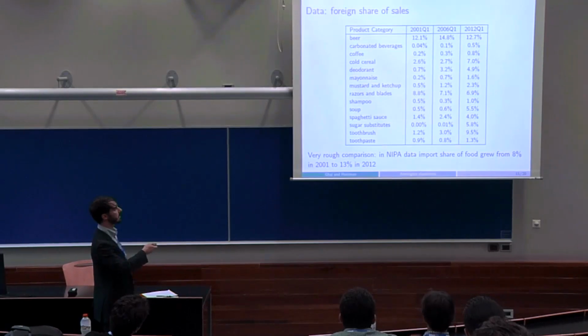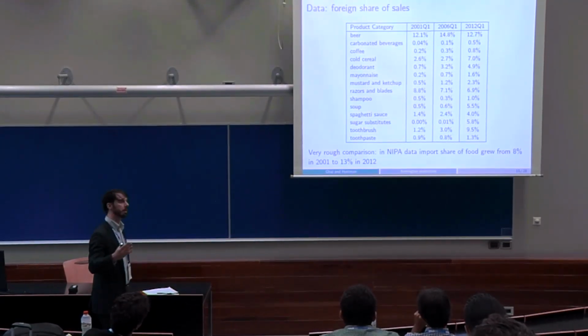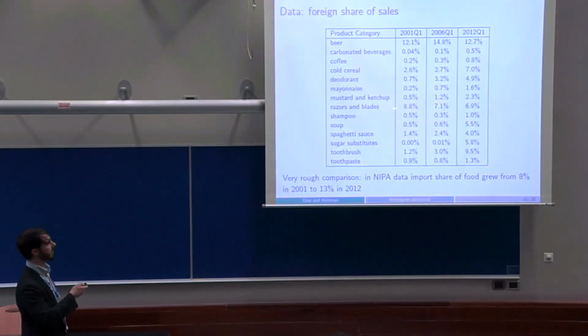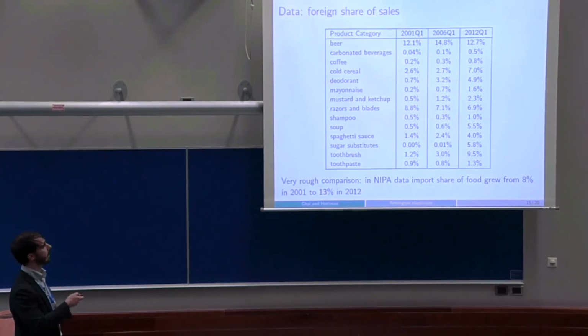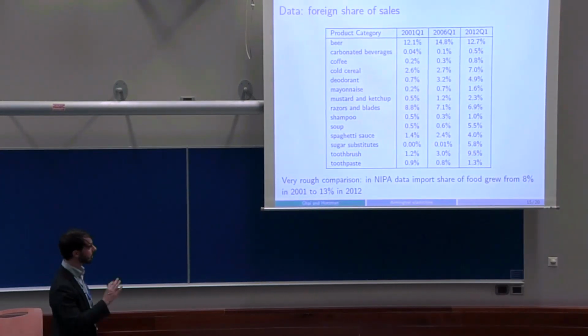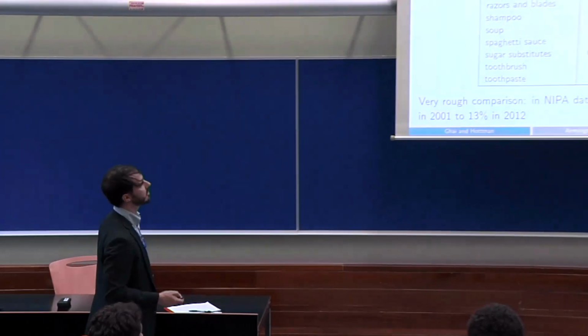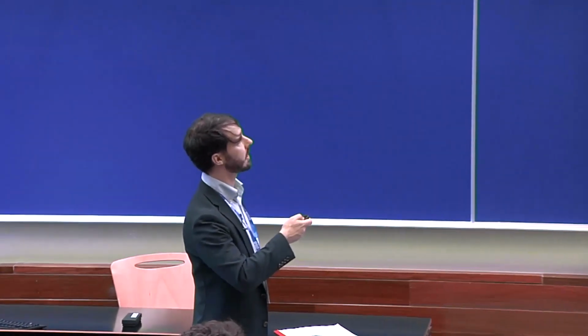So just for some rough comparison, in NIPA data as a whole, the import share of, say, food is something like 8% in 2001 and grows to about 13% in 2012. So in some categories, my import share is very similar, like razors or beer. In other categories, the import share is much lower. Part of what's accounting for this could be the fact that I don't know foreign value added, and that could be part of it. But in general, there's just a lot of consumer packaged products here for which, at least in 2001, the foreign share is not very high. It does grow, though, substantially by the end. So even in something like soup, which was very small by 2001, it gets much bigger by the end of the sample. And so by the end here, it's not exactly the same as the 13% in NIPA, but these are broadly comparable objects.